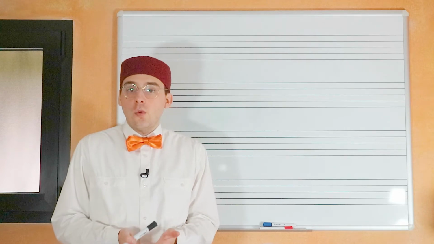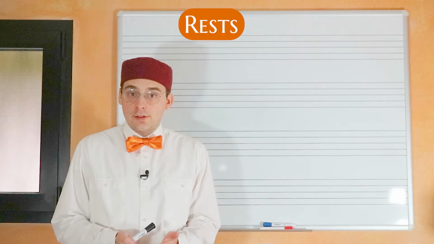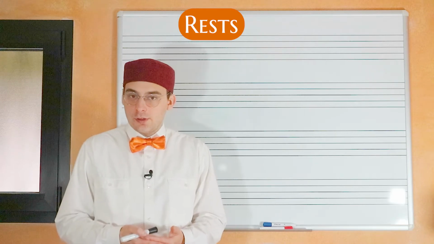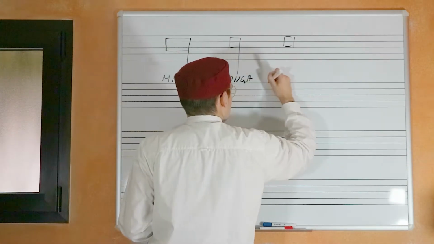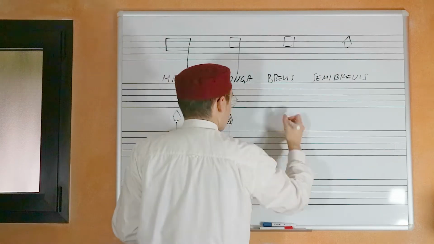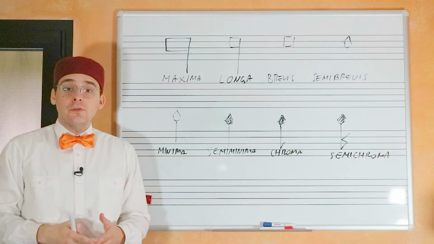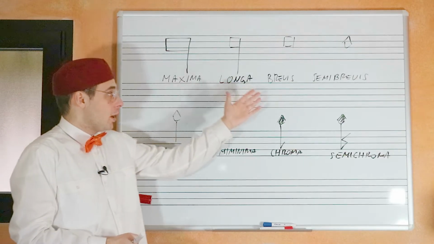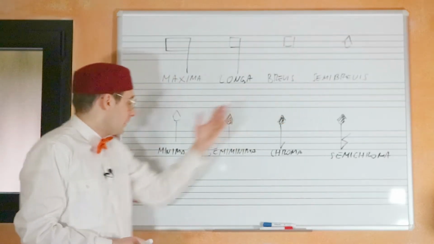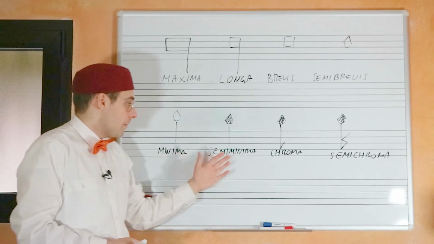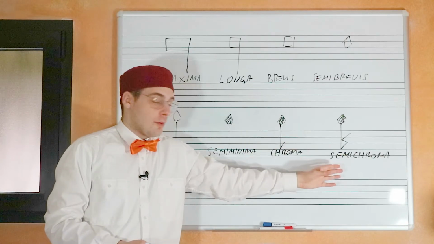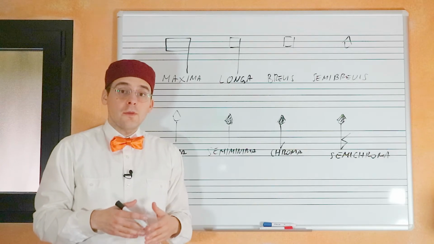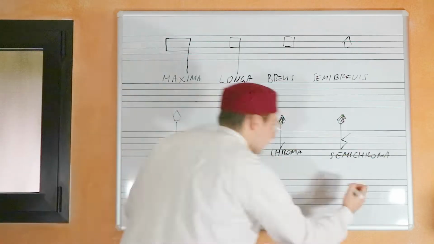In the previous video I showed you all the figures of white mensural notation. In this new video we talk about the relative rests. First, let's recap all the figures of white mensural notation. The 8 figures are maxima, longa, brevis, semibrevis, minima, semiminima, chroma and semichroma. Now let's discover the relative rests starting from the smaller values.